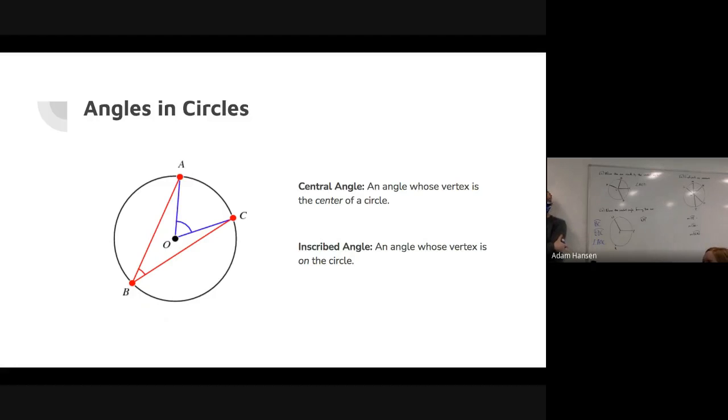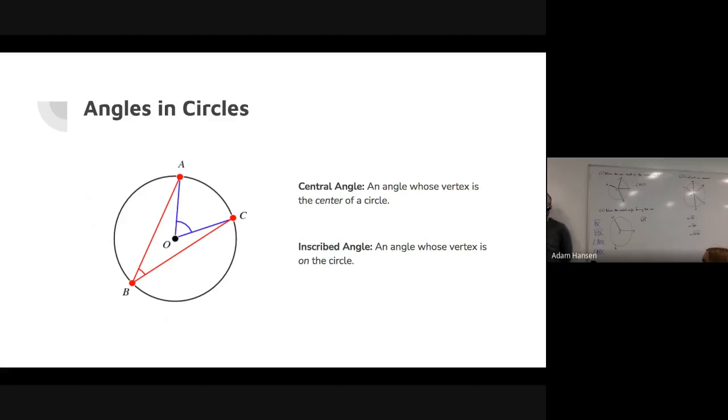What's the inscribed angle? In an inscribed angle, the vertex is on the circle. Which one is the inscribed angle, blue or red? So what's the vertex for the red angle? B. The corner point of the angle, the vertex, is on the circle. When I name the inscribed angle, instead of AOC, now it's ABC.